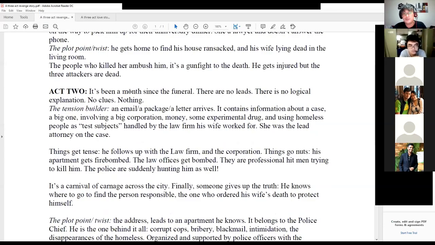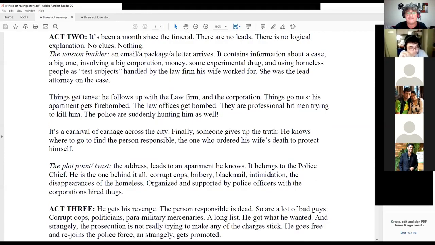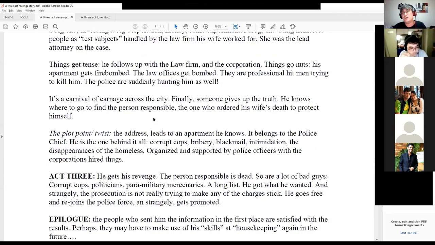Now, Act Two, as an example, a few months since the funeral, there's nothing to explain why this happened to him. And then you get your plot twist, that mysterious package. It contains information, something about big corporations, money, experimental drugs, testing on human guinea pigs, right? And then you have the whole investigation thing. He moves to investigate. This corporation reacts by trying to kill him.